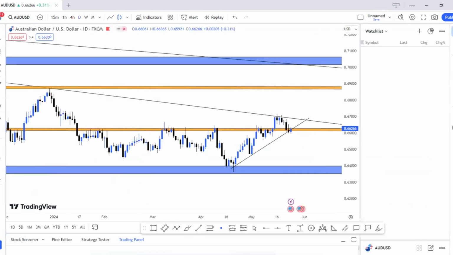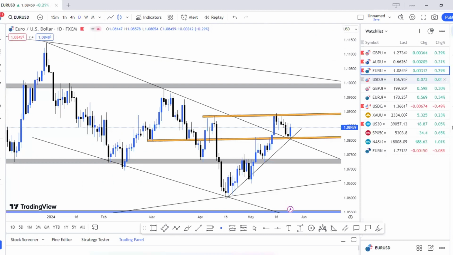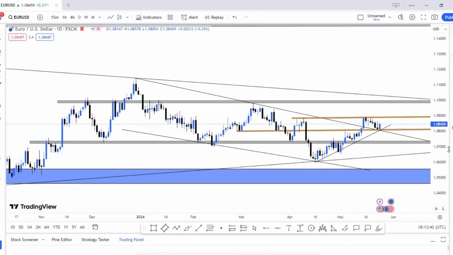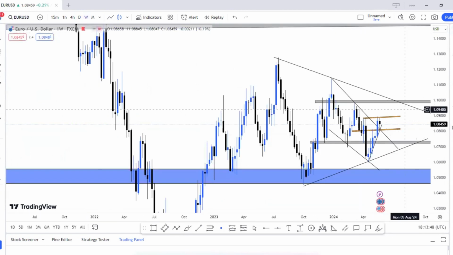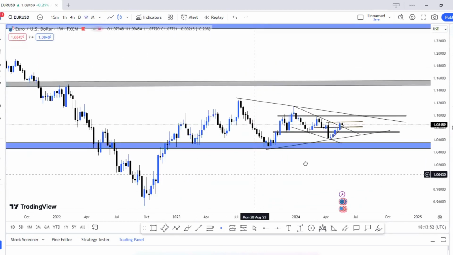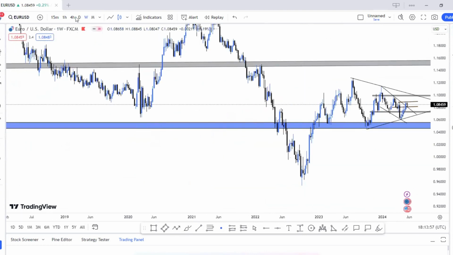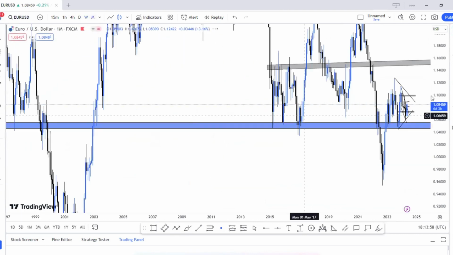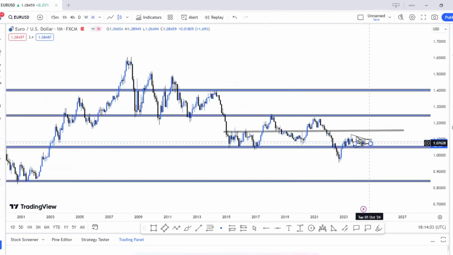Next pair we have EUR USD. One thing that we need to know is that GBP USD, AUD USD, and EUR USD are positively correlated. If one is going down, then for sure the others will be going down. And if one is going up, the rest will also follow suit. So now we start our analysis from the monthly time frame as well. Let me clear all this.